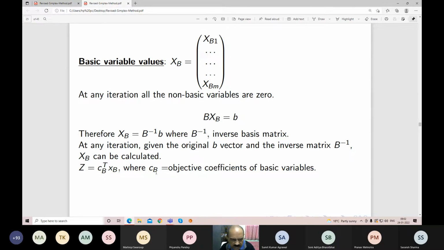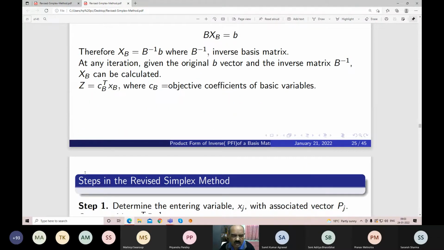What is CB? CB is nothing but the coefficient of the basic variable in the objective function. Okay, this is a vector. So CB transpose into XB is giving the value of our objective function.